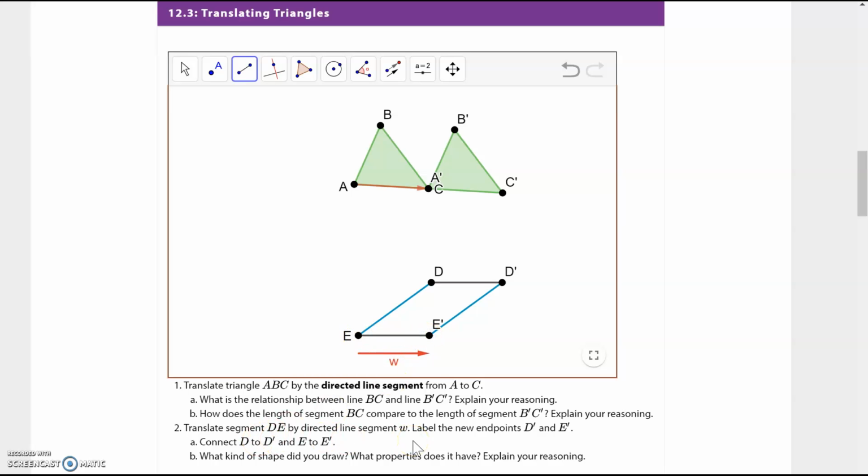What kind of shape did I draw? Well, that is a parallelogram. And what properties does it have? Well, I know in a parallelogram, the opposite sides are parallel, and I know these opposite sides are parallel because we translated the points the same distance in the same direction, and translations take lines to parallel lines. So these are all going to be parallel.